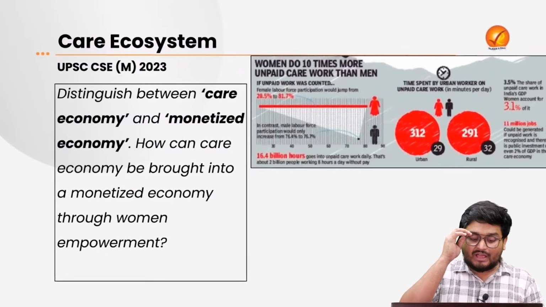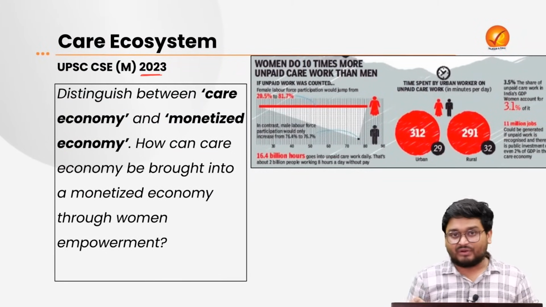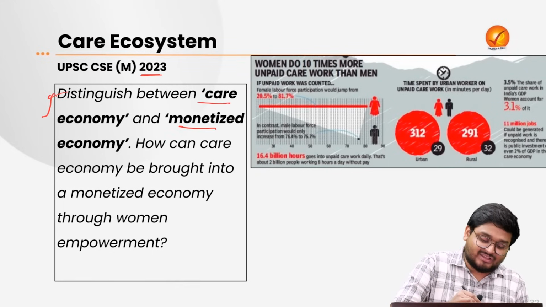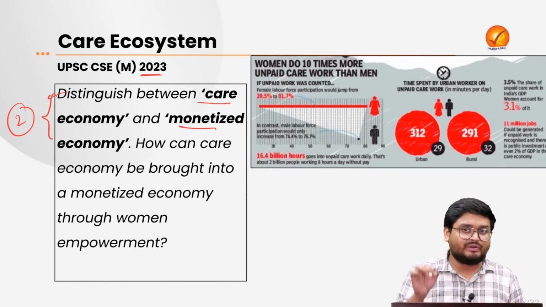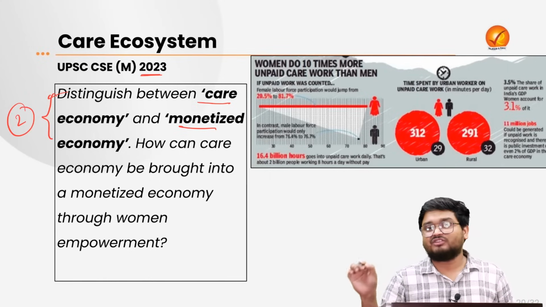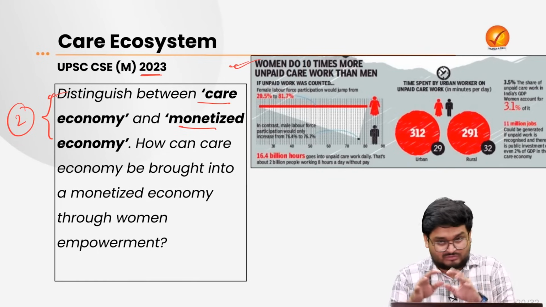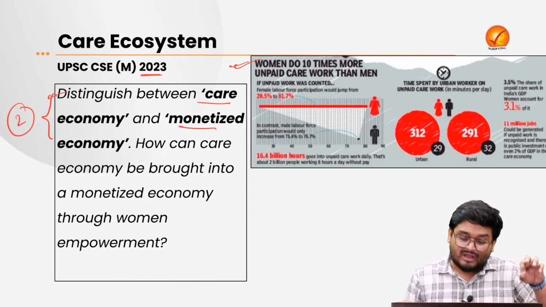Now, in this aspect, we have a 2023 PYQ from Mains, where we are asked to distinguish between care economy and monetized economy. And in the comment section, you give me two differences between what you think is care economy and what you think is monetized economy. And here, if you look at this data, these are the data you can use in your answers.